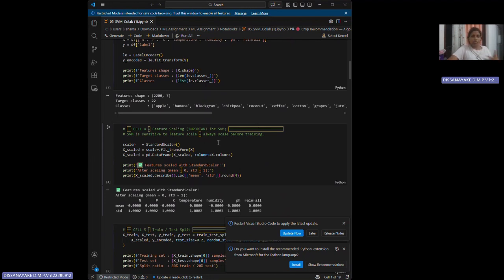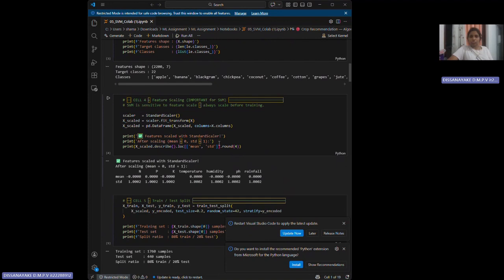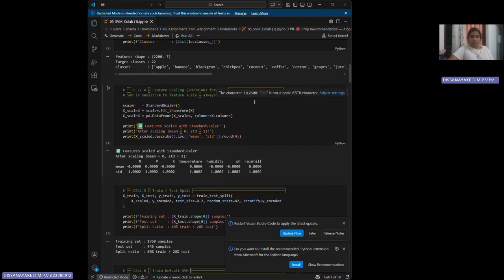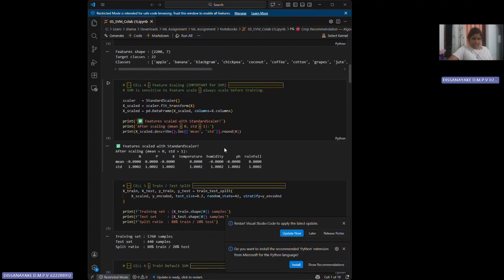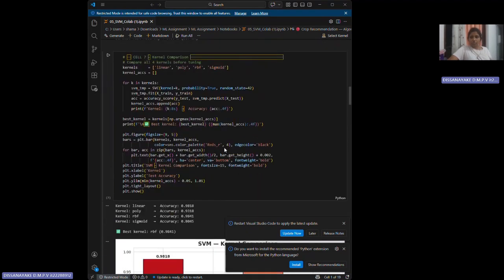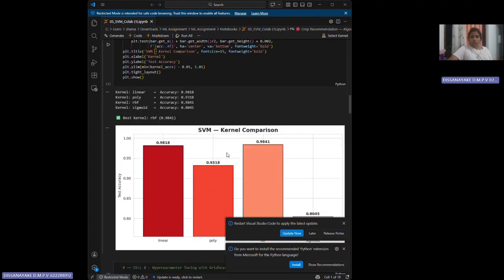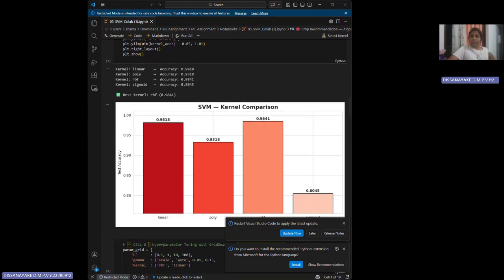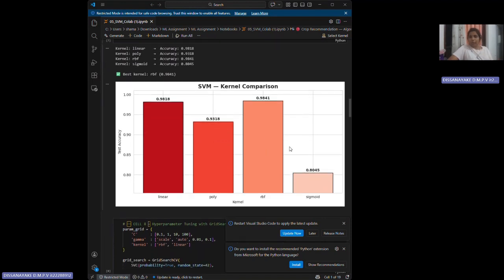Now the fun part. SVM works by finding the best boundary between classes, and it uses something called a kernel to do this. So we test all four kernels: linear, polynomial, RBF, and sigmoid. The bar chart shows their accuracy. Clearly, the RBF kernel, which stands for radial basis function, performs the best. It is the most popular kernel and works great for nonlinear data like ours.